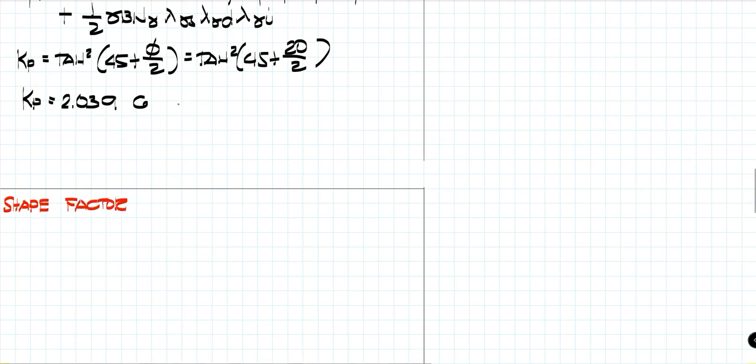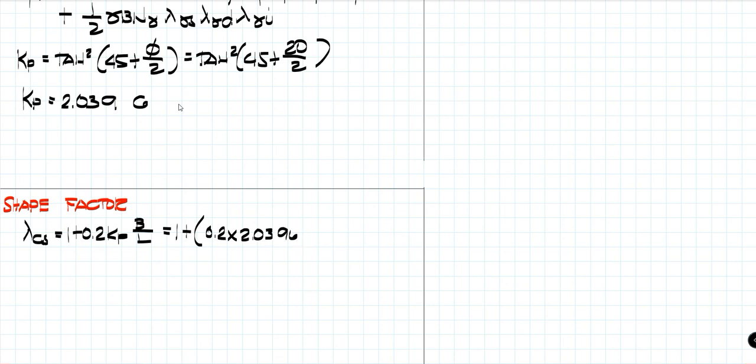So, for our shape factors, simulan natin sa lambda CS. Lambda CS is equal to 1 plus 0.2 Kp B over L. So, alam natin that L is infinity. So, substitute lang natin yung other values bago ko explain. So, 1 plus 0.2 times Kp is 2.0396 times B over L, so 3 divided by infinity.